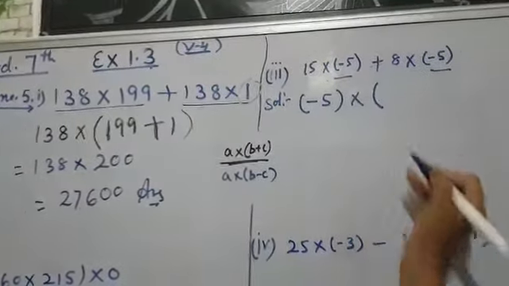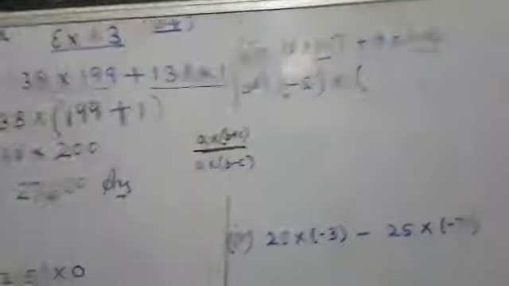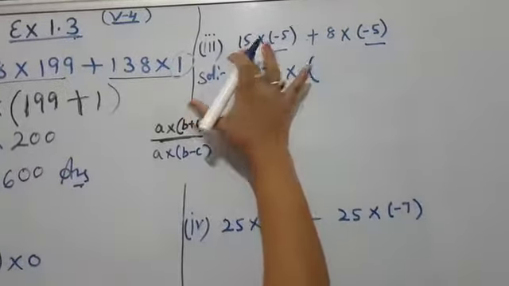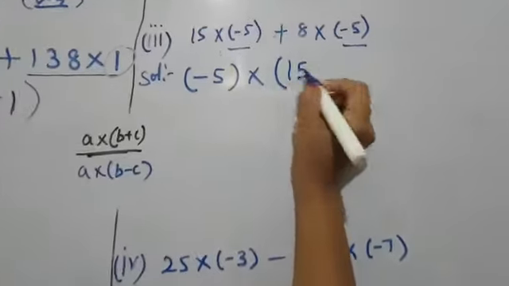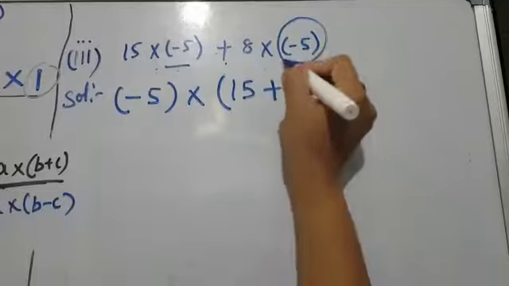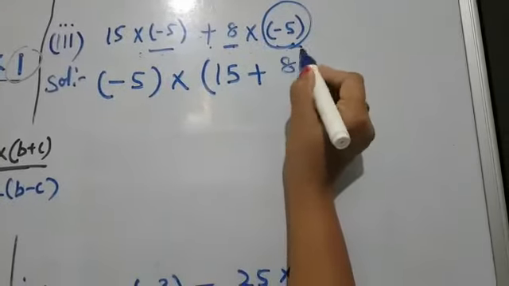Multiply. Now what is left in the first term? Minus 5 is already taken out. What is left? 15. I will write 15. Which sign is there? Plus. Now minus 5 is already taken out. What is left? Plus 8.